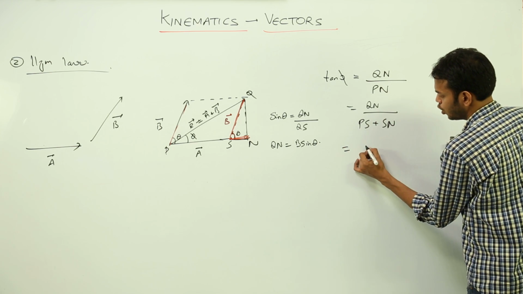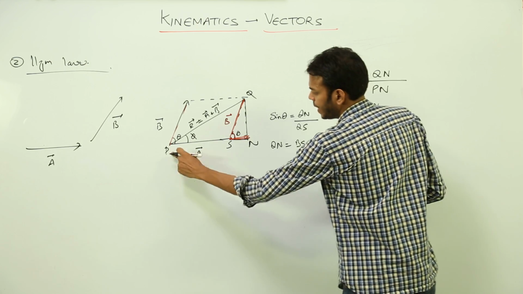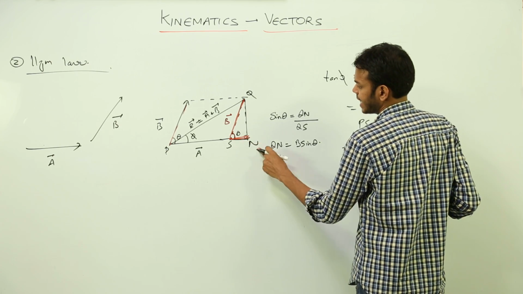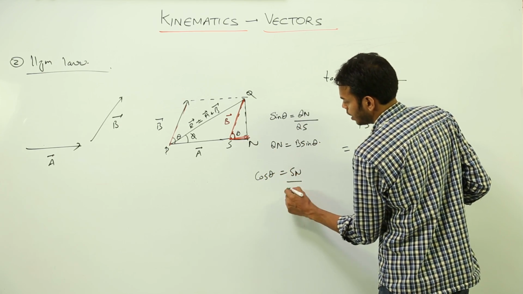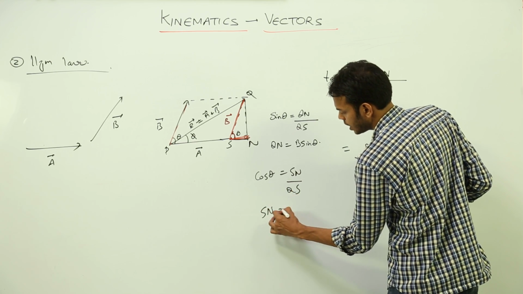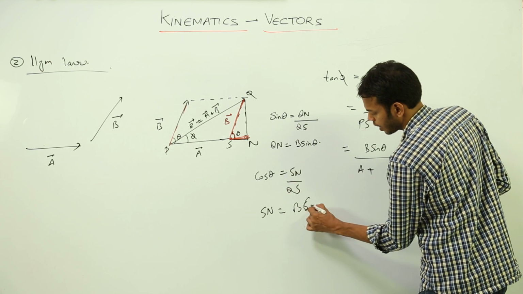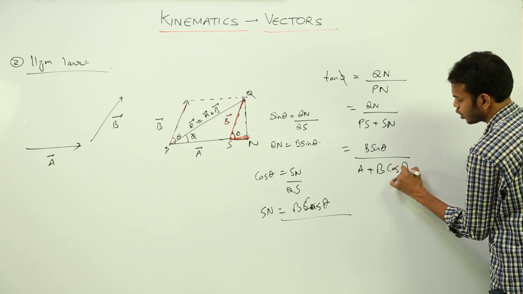So the numerator is B sine theta upon Ps. Ps is the magnitude of vector A, which is A plus Sn. In the same way you can find that cos theta is Sn upon Qs. Therefore Sn is equal to Qs times cos theta, that is, B cos theta. So A plus B cos theta.